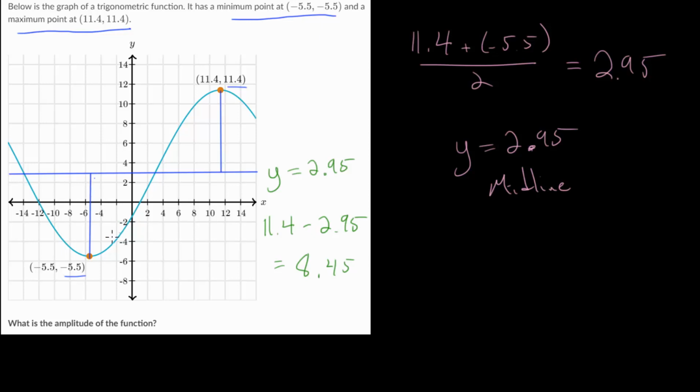And of course, we can check this by doing the same thing over here. We can take our y value from the midline of 2.95 and subtract off the y value of our minimum, which is negative 5.5, so we're really just adding those values together, and we will also get this 8.45. And since we got the same value in both cases, we can feel confident that the amplitude of the function is 8.45 units.